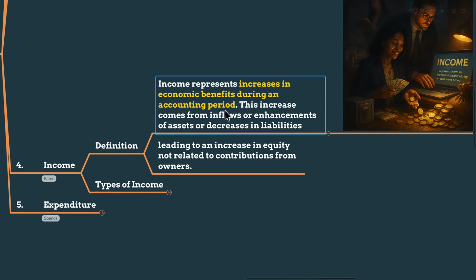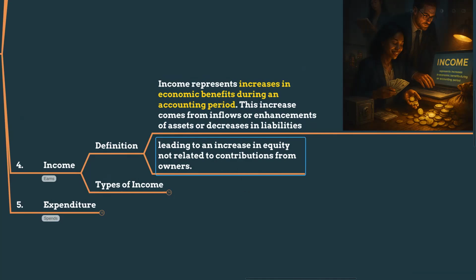This increase comes from inflows or enhancement of assets or decrease in liabilities. So an increase in assets or a decrease in liabilities without the contribution of owners is called income, leading to an increase in equity not related to contribution from owners. These two are very important, right? So simply you have to remember an increase in assets or a decrease in liabilities, but not related to contribution from owners. So owners are not directly contributing. If owners are directly contributing, it will be considered as capital or investment, right? So income is something different. It's earned by the business, not by the owner.